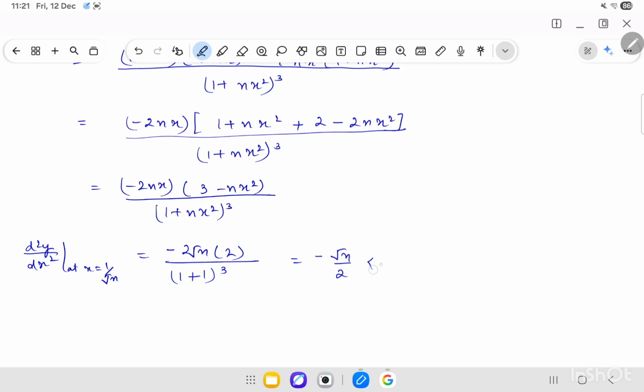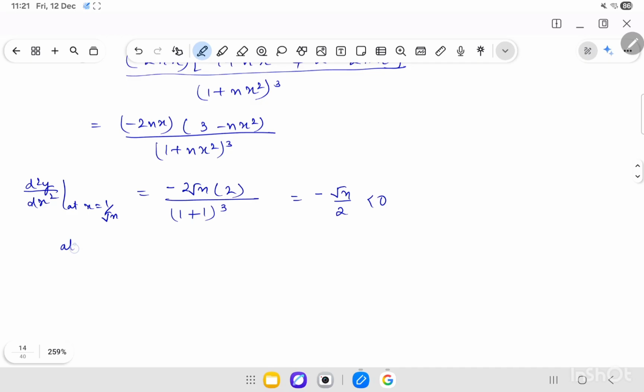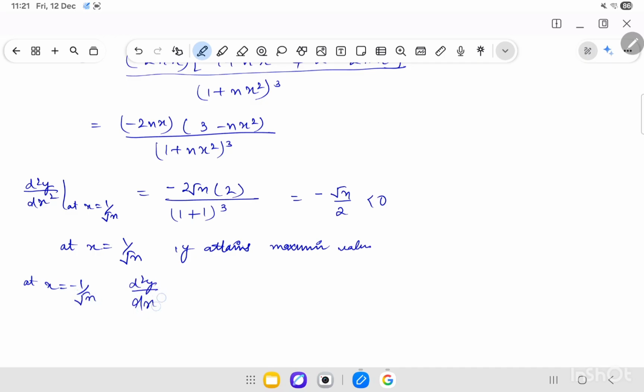So from here we can say that at x equal to 1 by root n, y attains its maximum value. And at x equal to minus 1 by square root of n, d square y by dx square will be equal to square root of n by 2, which is greater than 0. So at this point y attains its minimum value.